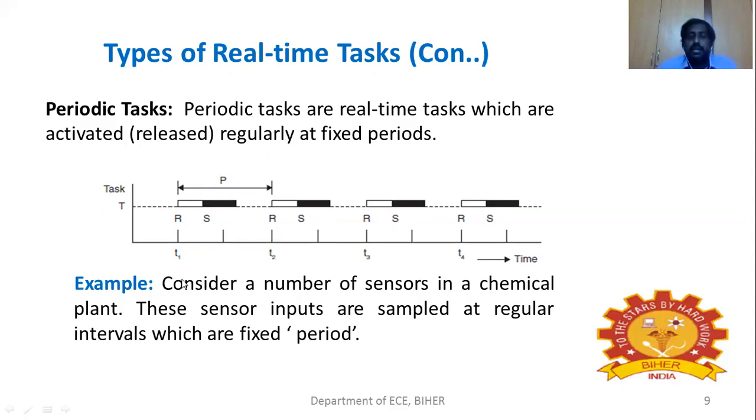What is the example? Consider a number of sensors in a chemical plant. It is an example for that. These sensor inputs are sampled at regular intervals, which are a fixed period. This is known as a sampling period. The outputs from the sensors are sampled at a particular time period. That is known as a sampling period. So this kind of task is known as a periodic task. After every time period, it is repeated.